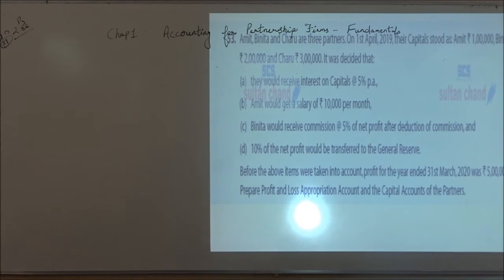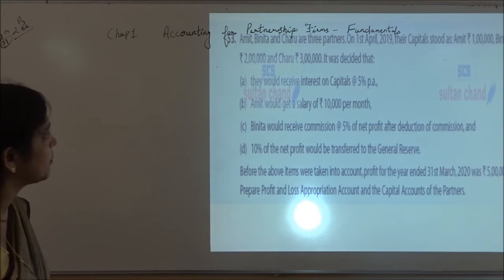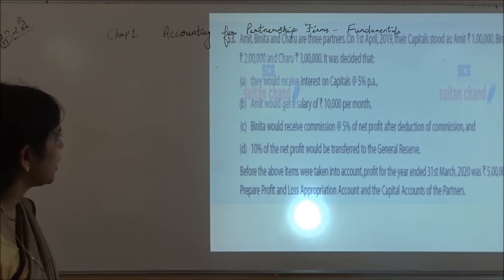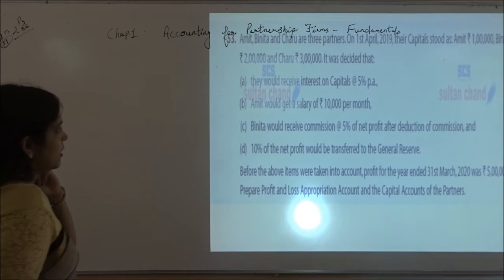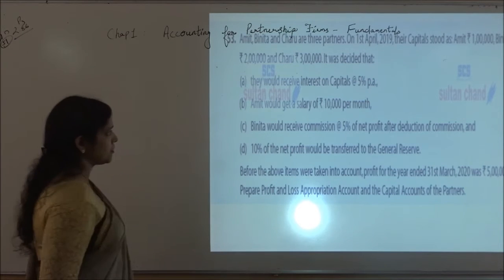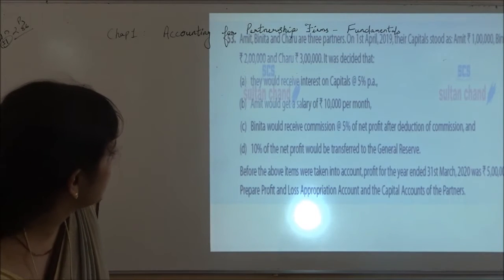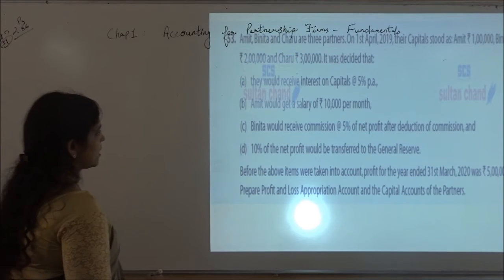Which type of capital is there? Read the question thoroughly and just see. Their capital stood as: you can see capital balances are given, Amit 1 lakh, Binita 2 lakh, Charu 3 lakh. What is decided by them in the deed? That interest on capital will be 5% per annum. Then Amit would get a salary of rupees 1.